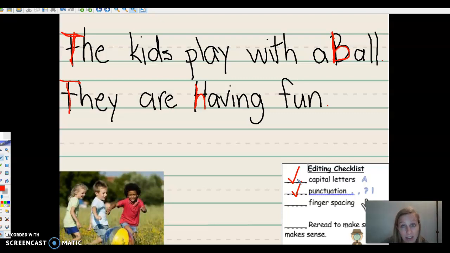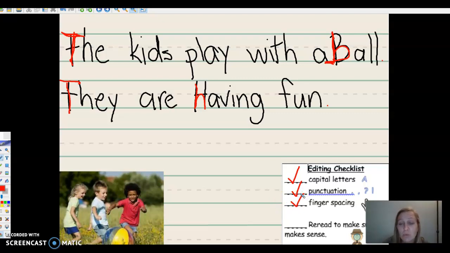Your idea is finished. Now we're checking for finger spacing between the words. The kids play with, there's not much spacing there. I'm going to put a little space there. Ball. They are having fun. All right, our finger space is good to go.